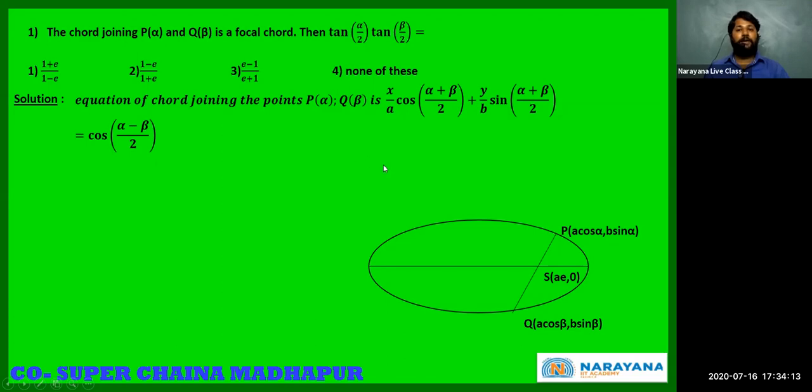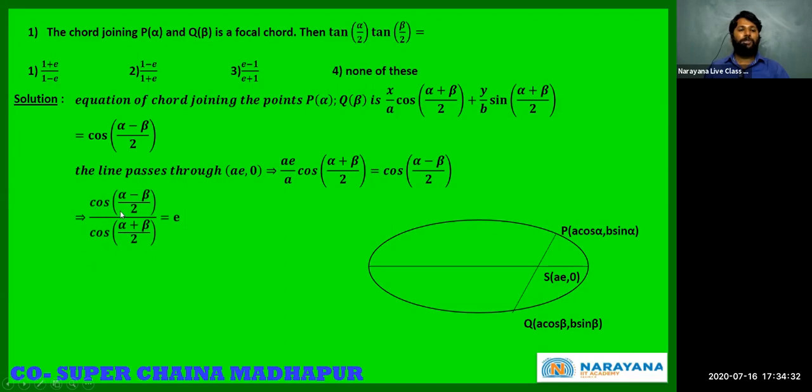So what can we do? We will substitute the focus in this equation. The line passes through (ae, 0). Therefore, (ae/a) cos((alpha+beta)/2) + 0 = cos((alpha-beta)/2). Therefore, a will get cancelled and we have cos((alpha-beta)/2) upon cos((alpha+beta)/2) equal to e. And so from this, how can I figure out tan(alpha/2) times tan(beta/2)? Think about that.